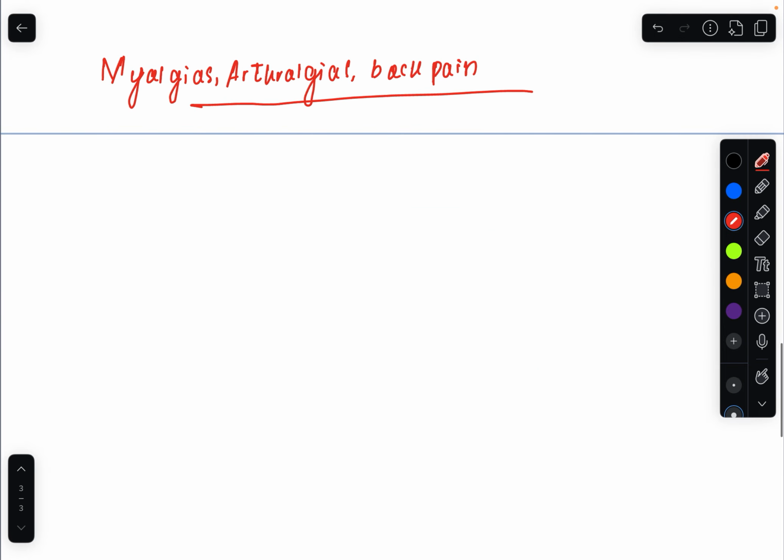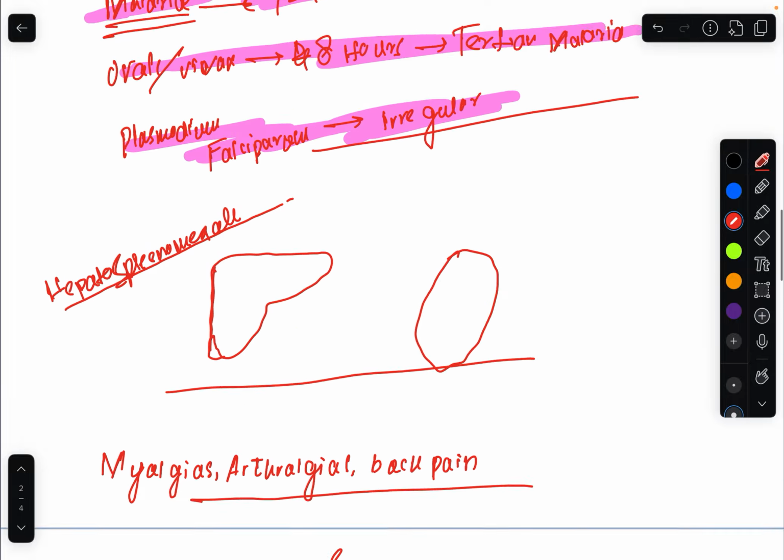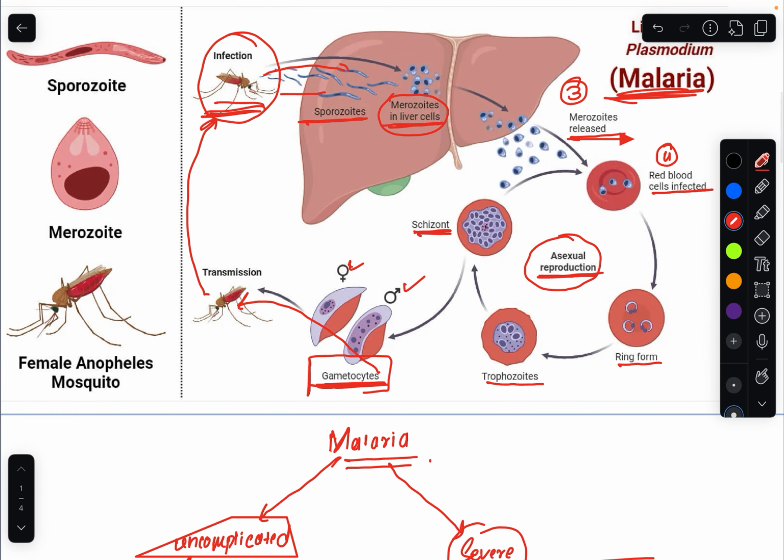Now we come towards severe malaria. Before going into the clinical features of severe malaria, first of all, we should know why the malaria becomes severe. As I have told you in the life cycle, these merozoites infect red blood cells. These infected red blood cells sometimes can block the capillaries, which can lead to severe organ dysfunction.